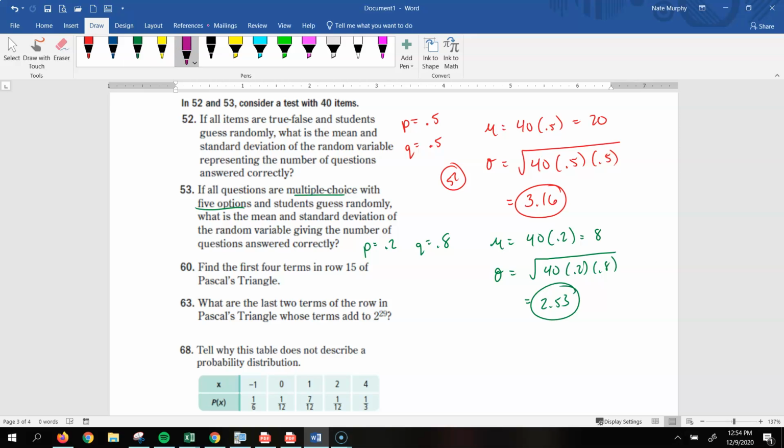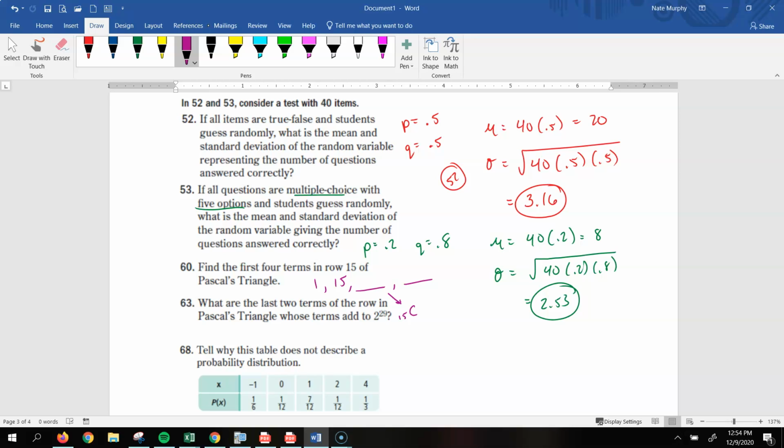All right, so for number 60, it says find the first 4 terms in row 15 of Pascal's triangle. Well, the first 2 terms are easy. It should be just 1 and 15. Now, to figure out the third term, since we're in the 15th row, we're going to use 15 choose. Then we've got to figure out what we choose.